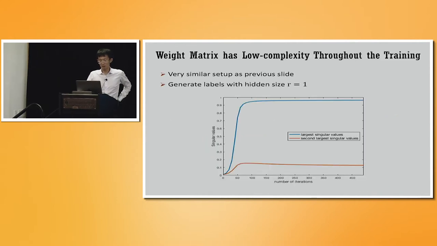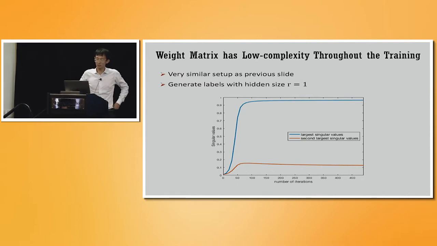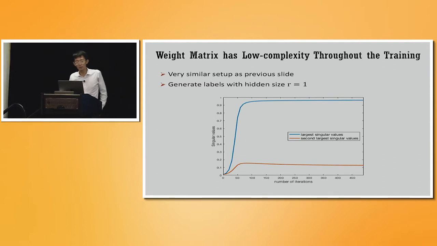And just another quick plot. So the weight matrix indeed has low complexity throughout the training if you have a synthetic setup. The setup is very similar to the previous one. I just make the teacher network, the true network, of size R. I just set R to be 1 for simplicity. And you can see that the largest singular value increases to 1, and the second largest singular value stays around 0.1. So basically, the weight matrix is approximately rank 1 throughout the training.